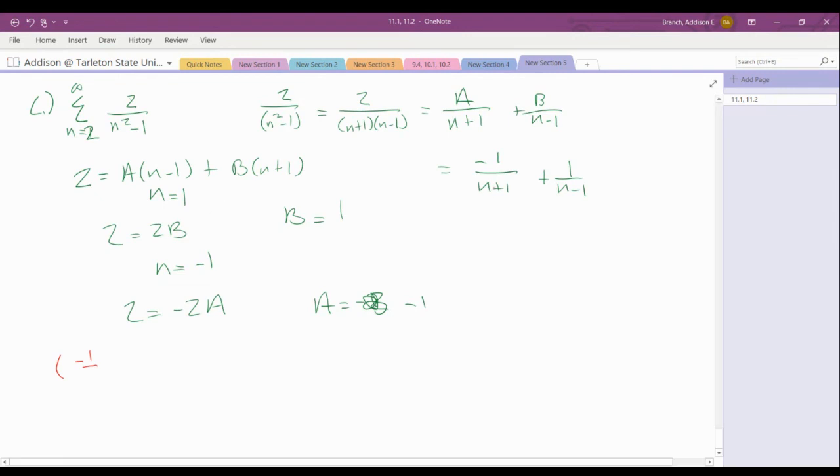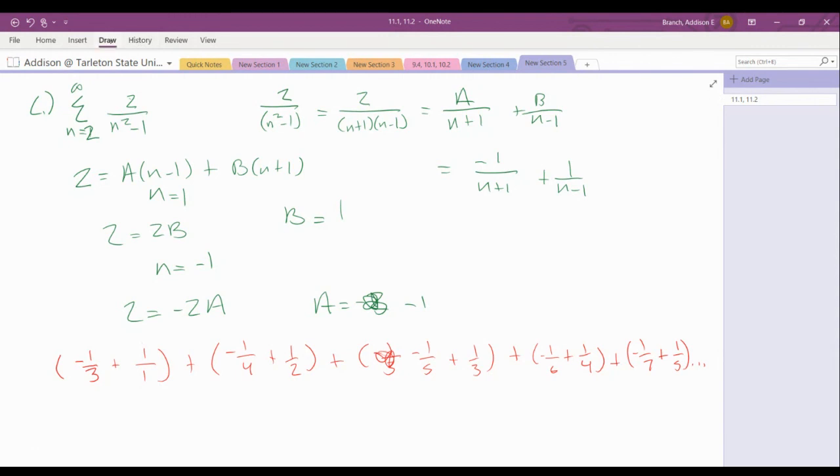So we can go ahead and get negative 1 over 2 plus 1, so negative 1/3, plus 1 over 2 minus 1, so plus 1 over 1, plus negative 1/4, plus 1/2, plus negative 1/5, plus 1 over 3, plus negative 1 over 6, plus 1 over 4, plus negative 1 over 7, plus 1 over 5, and we know this is going to keep going on and on and on.